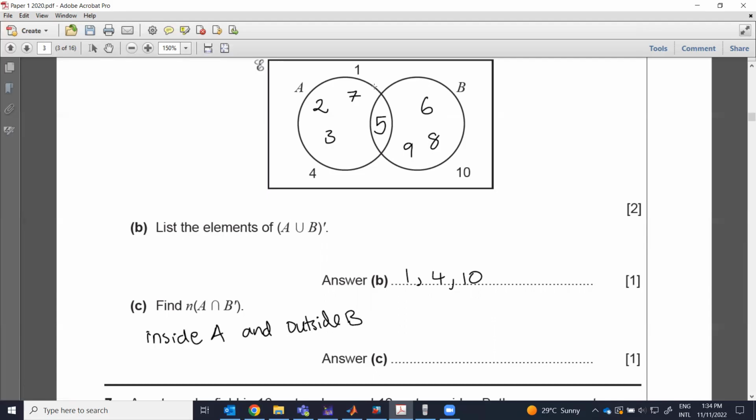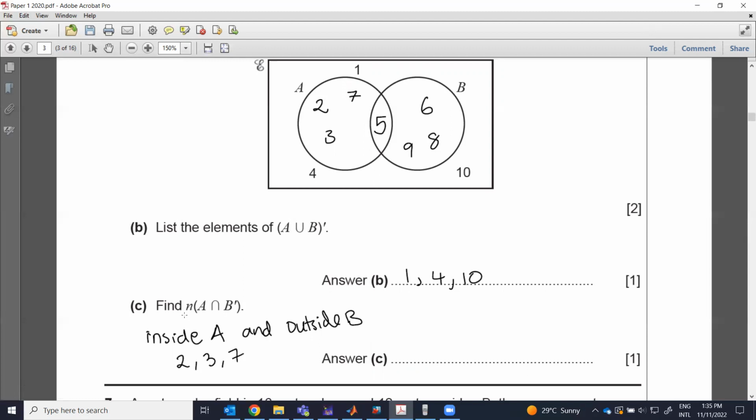So we start with the first condition. They must be inside A, so it's 2, 3, 5, 7. And then the second condition is they must be outside B, so it's only 2, 3, and 7. We have 2, 3, and 7. Sorry, I'm writing those down, but that's not exactly what the question is asking. The question is asking for the number of elements. So I'm going to write it down over here. So it's 2, 3, and 7.